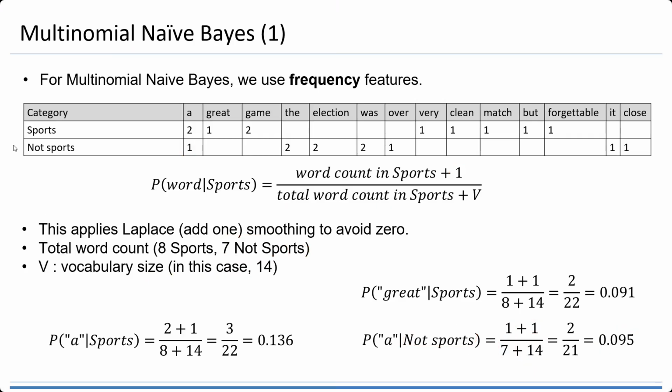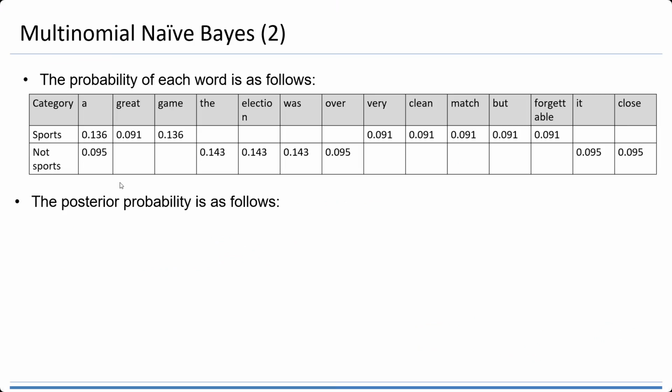Based on this, now we can calculate the probability for every word. This is the probability of "a" in sports. This is the probability of "a" in not sports. This is the probability of "great" in sports. This is the probability of "game" in sports. For this one, you can try by yourself. This is actually not 0, but it's very small, because if "great" is in not sports, it means 0 plus 1 divided by 7 plus 8. So we have 1 divided by 15. It's very small.